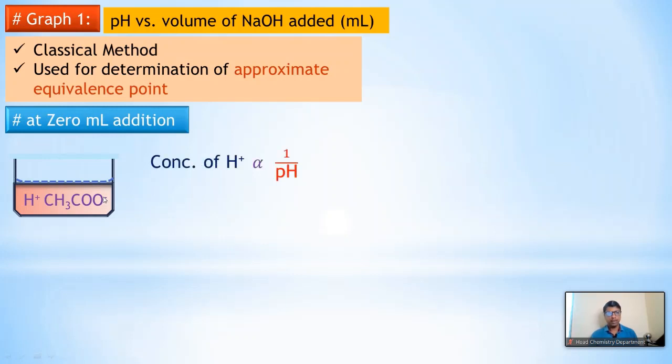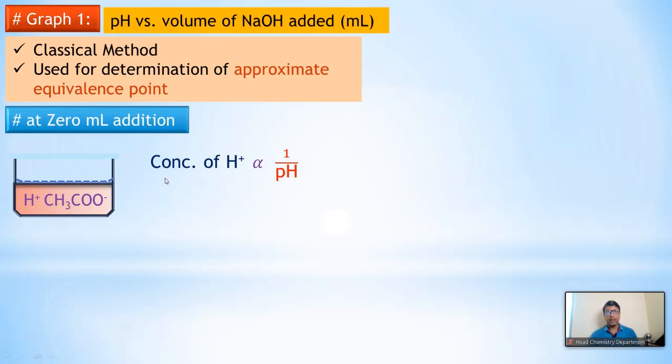As we know, the concentration of H plus ions is related to the pH, and this is an inverse relation. Concentration of H plus ion is inversely proportional to pH. What does it mean? If we find an inverse relation between two quantities, then if we increase the first quantity, the second quantity decreases, and vice versa. So according to this rule, if we increase the concentration of H plus ion, then pH decreases. If you decrease the concentration of H plus ion, pH increases.